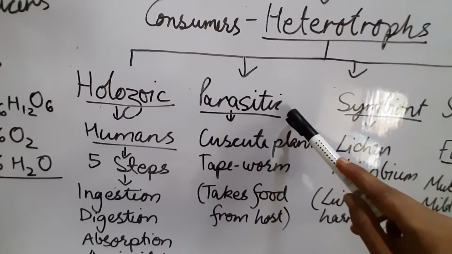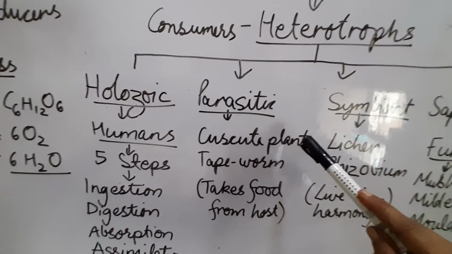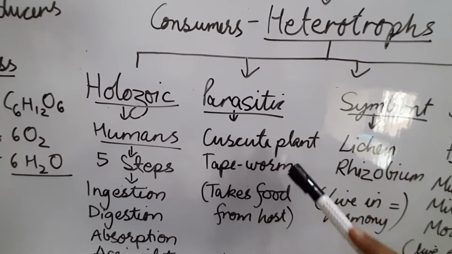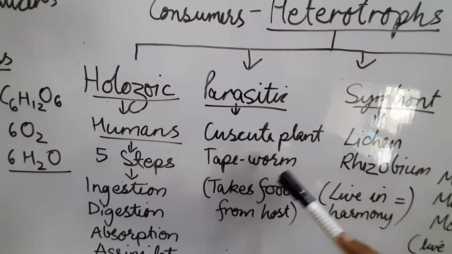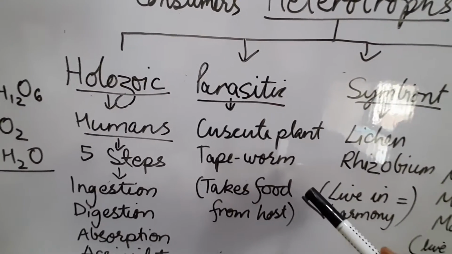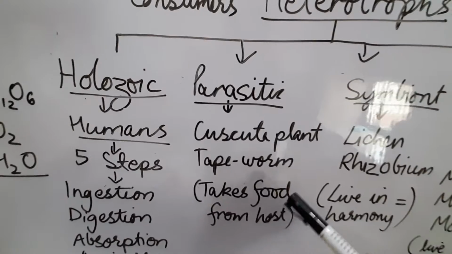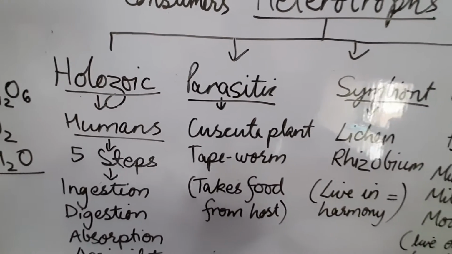Then we have parasitic nutrition. It can be seen in Cuscuta plant and tapeworm. What do they do? They take food from the host. They live on some host and then they take all the nutrients from them to survive.